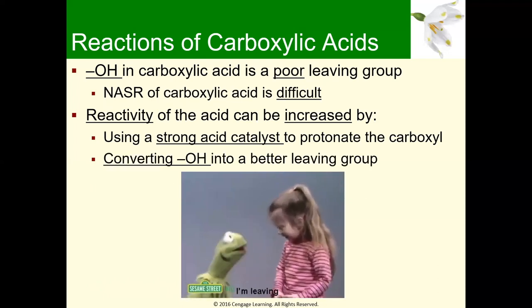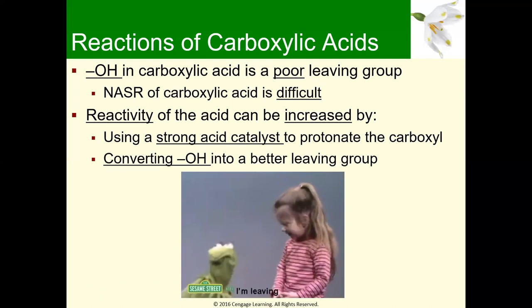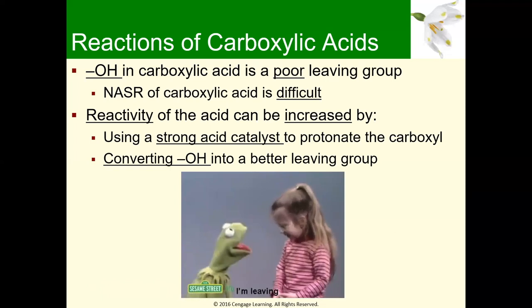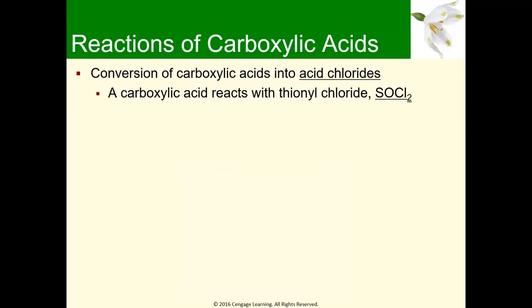Or the other thing, we've seen this before, is you just make that OH a better leaving group by reacting with something. And there are lots of different reactants out there that we can use to convert that OH into a better leaving group. Okay, so one way to do that is to convert it into an acid chloride.